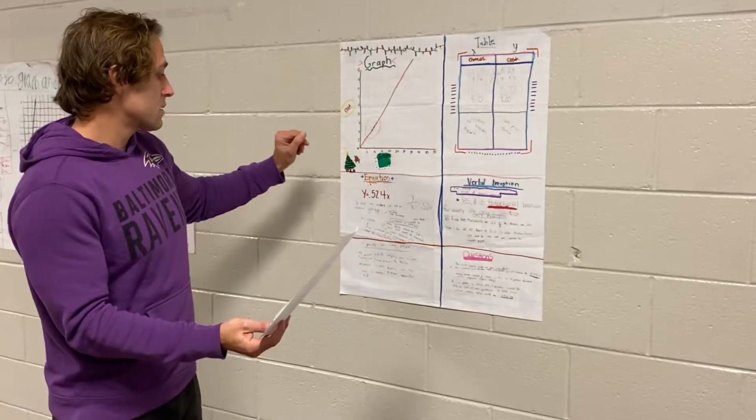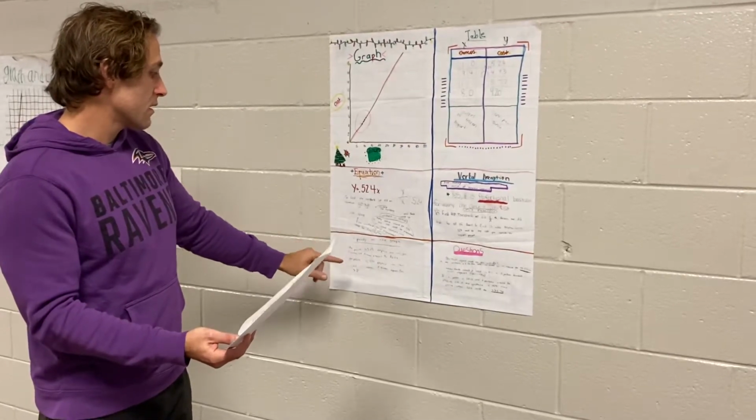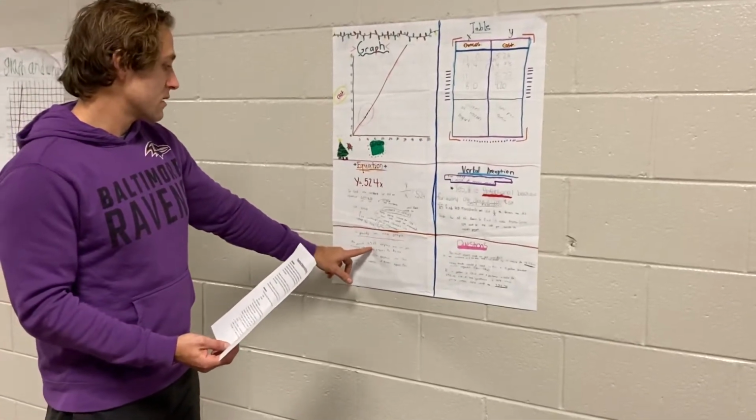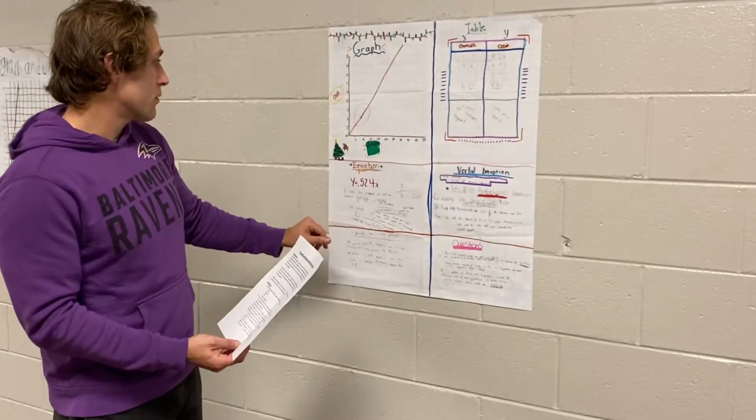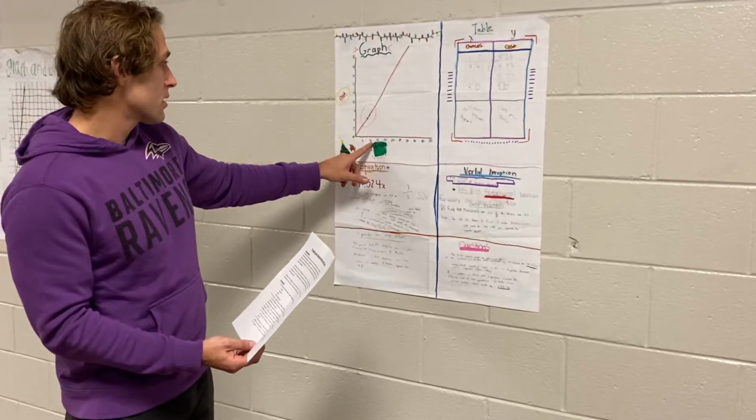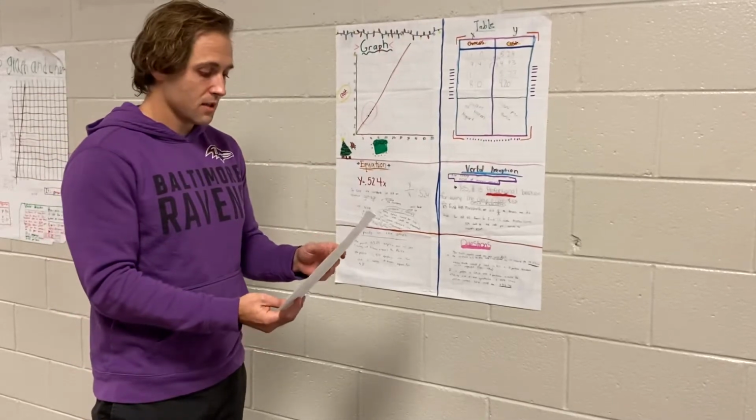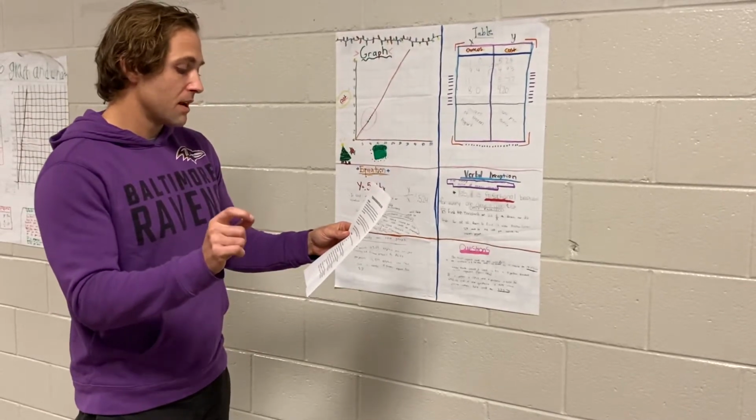Another expectation is to pick 2 points on the graph. They did that down here, and they explained their meaning. They said there's a point at 10, 5.24, meaning if they buy 10 ounces of yogurt, it costs $5.24. So they showed the meaning of those 2 points.